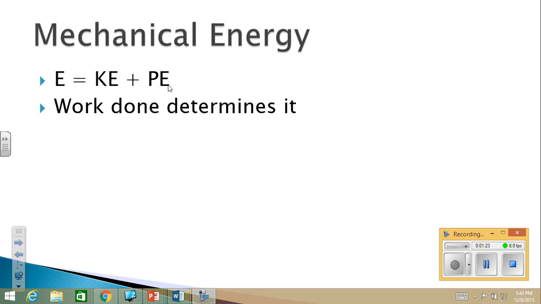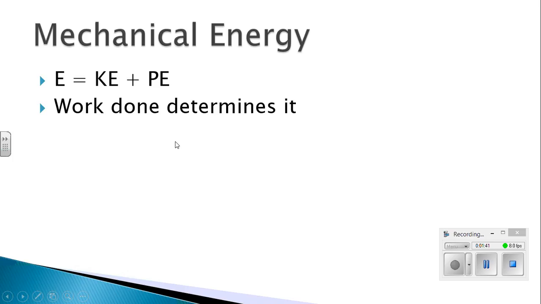Then as that train crosses the top of the first hill and goes down the other side, that potential energy is converted into kinetic energy. But the total amount of energy is going to basically stay the same. We're going to assume an ideal, isolated system, so no energy gets lost as a result of friction or any of those things.